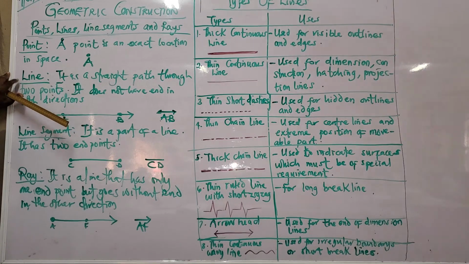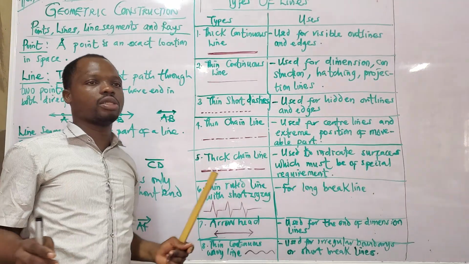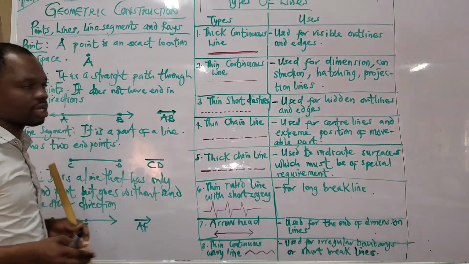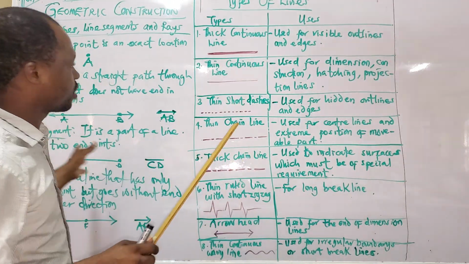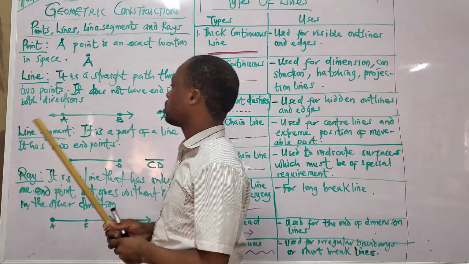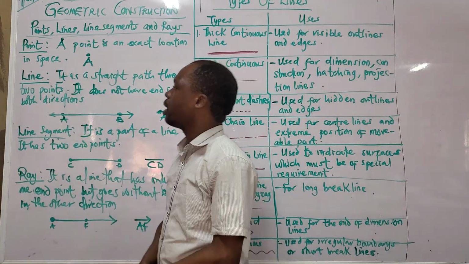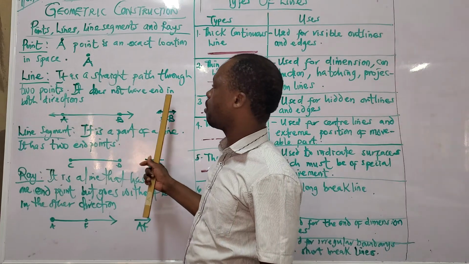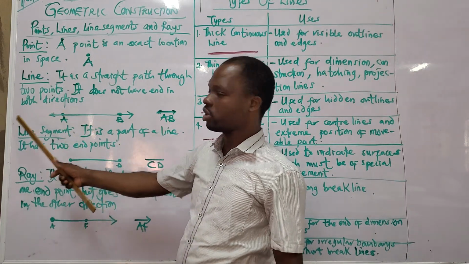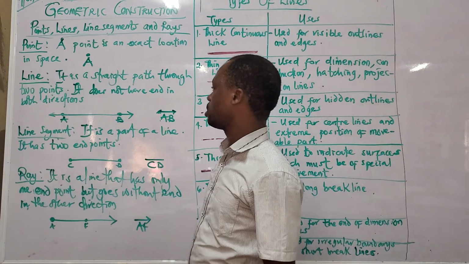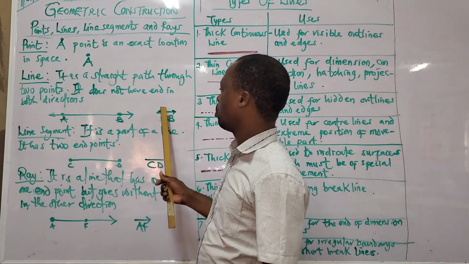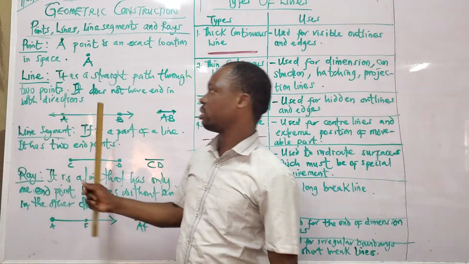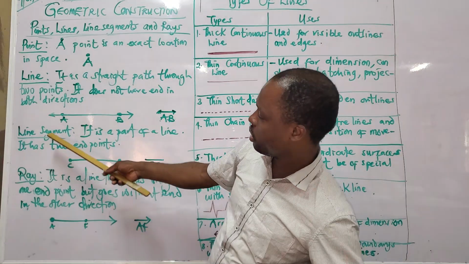Then we also have a line. This is a straight path through 2 points. When you have 2 points, 2 locations in space, the line that passes through those, a straight path through the 2 points, is a line. In a line, you will notice that it has no end in both directions. It continues at both ends, and it's always denoted like this. You can write AB with an arrowhead on top. That's how we denote a line.